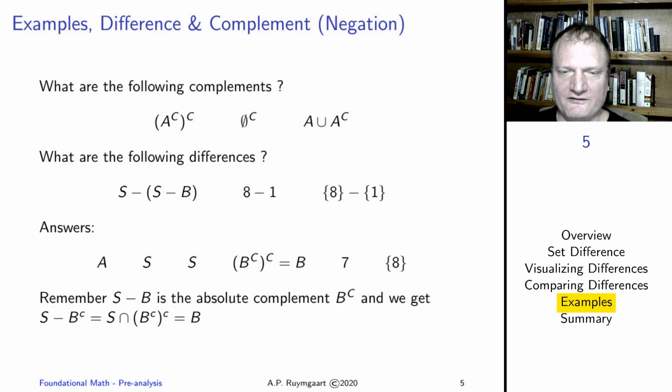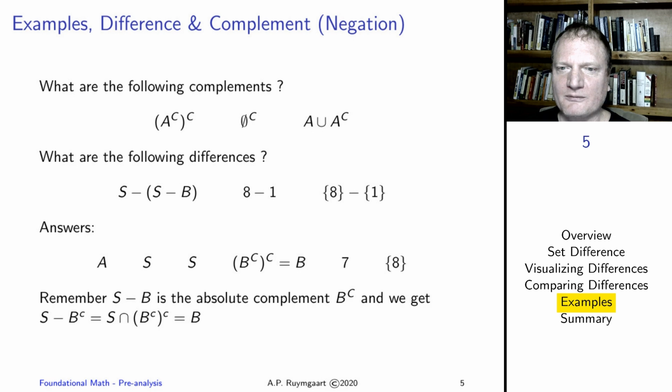So we end up with the intersection of the universal set with B, which is just B. Now the middle difference here is a bit of a tricky one because we're not dealing with sets. These are real numbers. We don't have brackets, so the difference is just 7. 8 minus 1, real numbers, is 7.